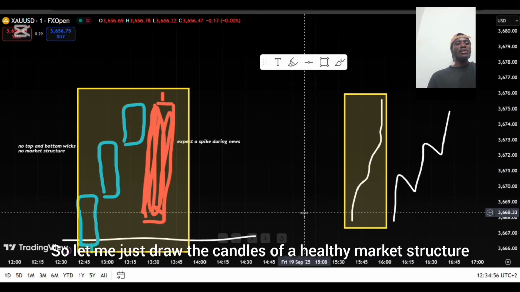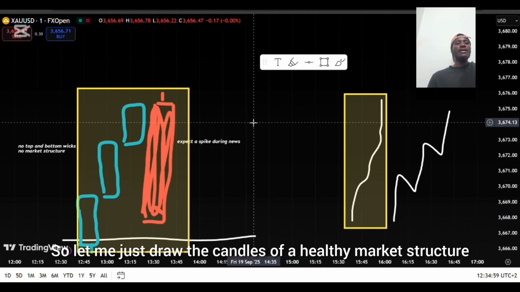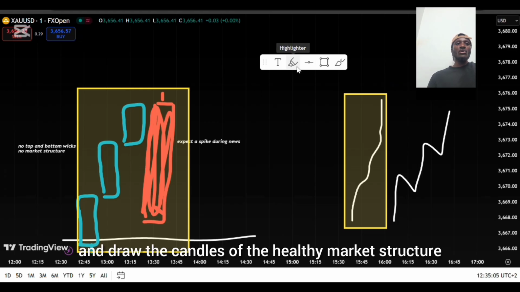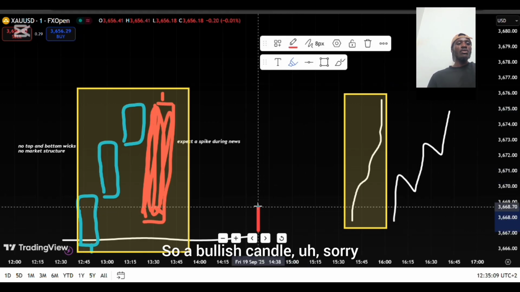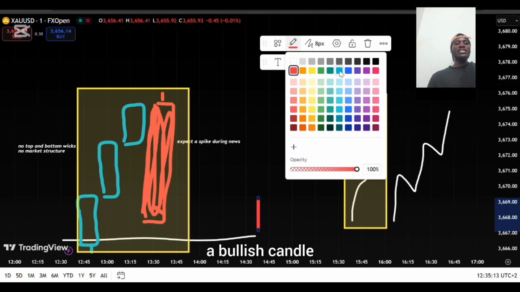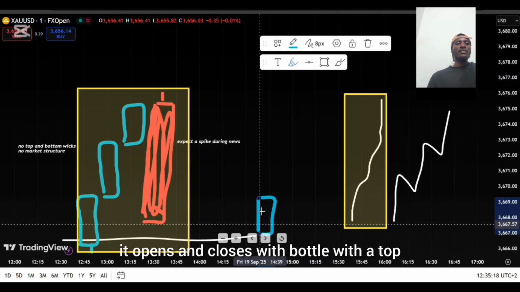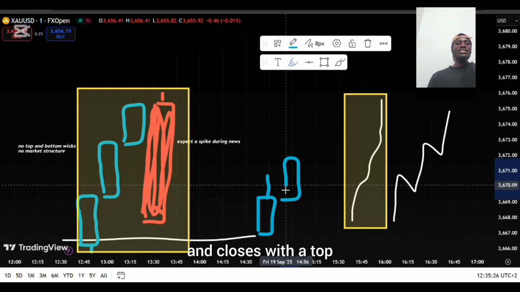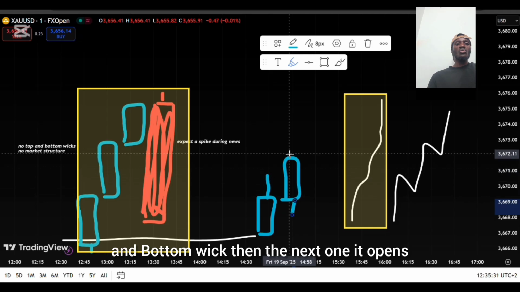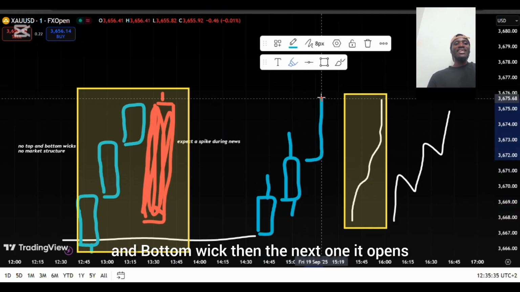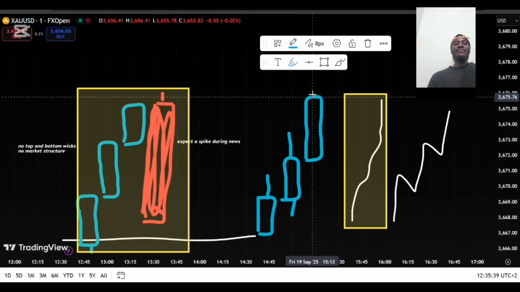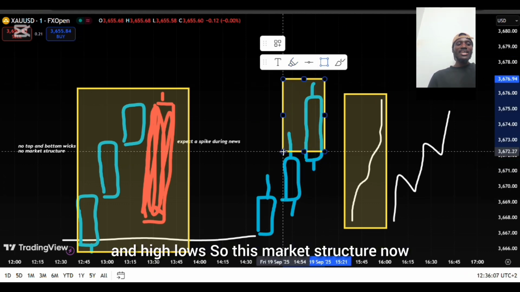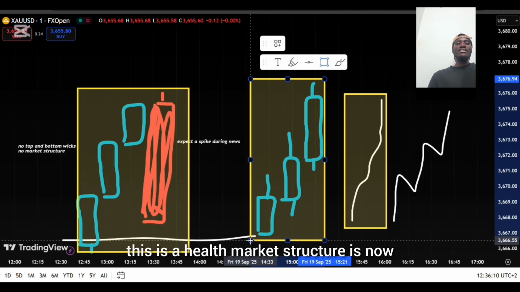So let me just draw the candles of a healthy market structure. Let me select my brush and draw the candles. So a bullish candle, change the color to blue. A bullish candle, it opens and closes with a top and bottom wick. Then the next one, it opens and closes with a top and bottom wick. Then the next one, the same. So remember the wicks, these are just high highs and high lows. So this is a healthy market structure.